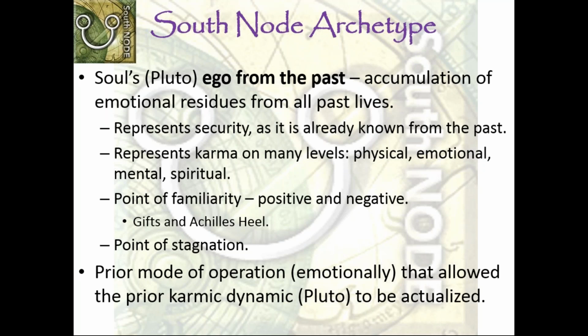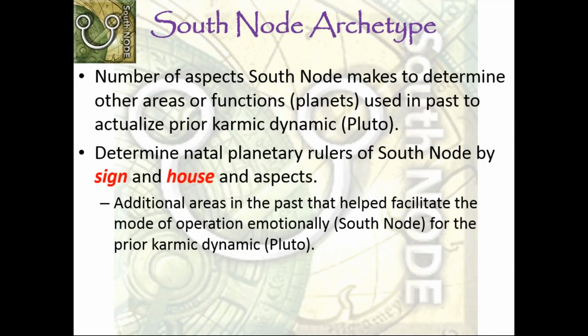Positive, it is the gifts that we have accumulated through prior efforts, the talents we bring through. Negative, it can be the Achilles heel, that weak link or weak point that we keep coming back to, and the circular hamster wheel that we just don't get off. It can be a point of stagnation. It was that prior mode of emotional operating that allowed the prior dynamic of our soul, or Pluto, to be actualized. You will look at the number of aspects that the South Node makes to determine other areas used in the past to actualize the prior karmic dynamic by natal Pluto. And you will also look at the rulers of the South Node by both sign and house and the aspects they make, additional information about how the ego operated in the past, fulfilling the soul's requirements in the past.